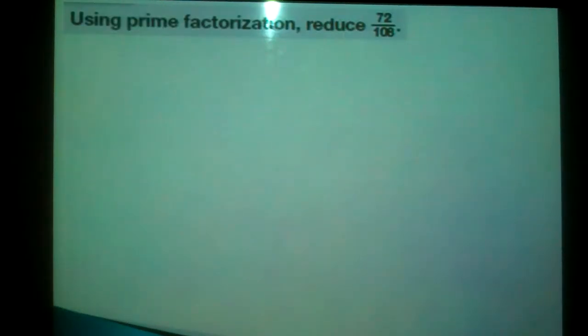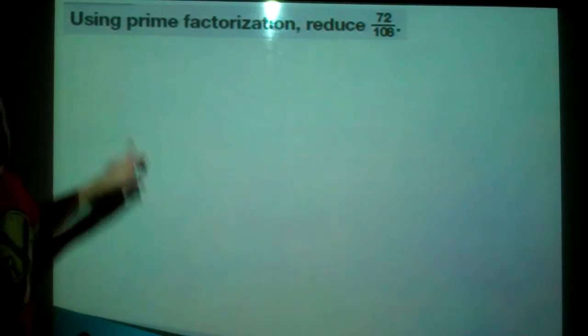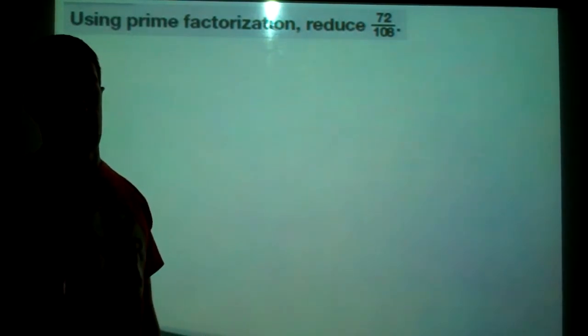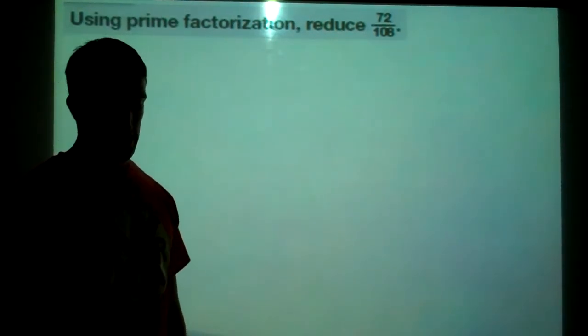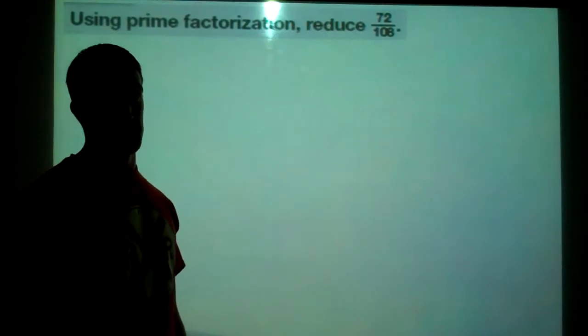Okay, now this problem says, use the prime factorization to reduce 72 over 108. I'm not a big stickler on this. If you can reduce the fraction, that's all I'm concerned about. But if we were to do the prime factorization, this is what it would look like.